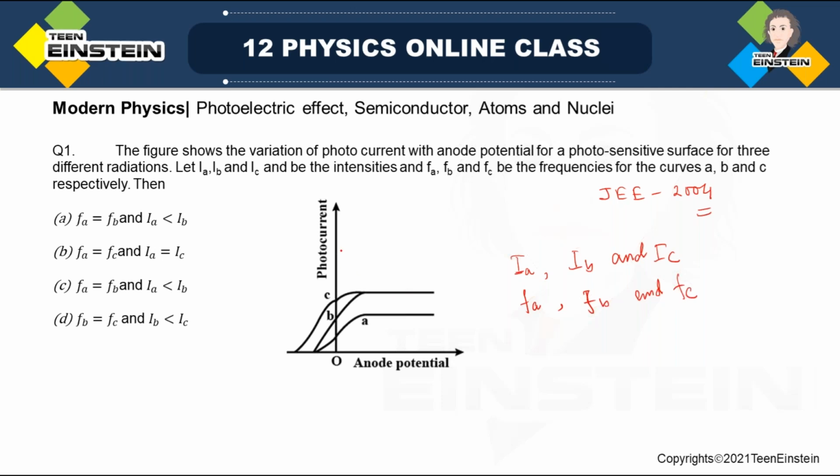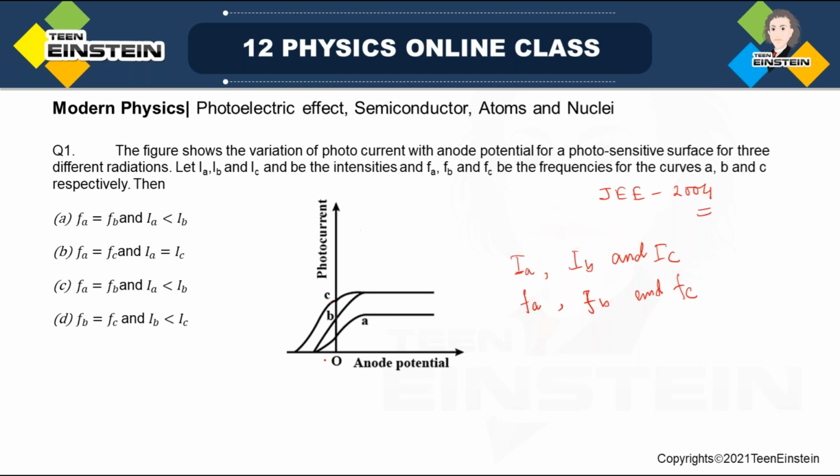So in this figure, what is plotted? This side photocurrent and this side the anode potential. You have to answer which of these four options will be correct. Look at these three graphs, A, B and C. You can see the photocurrents are the same for B and C, but the photocurrent for A is not the same as these two.